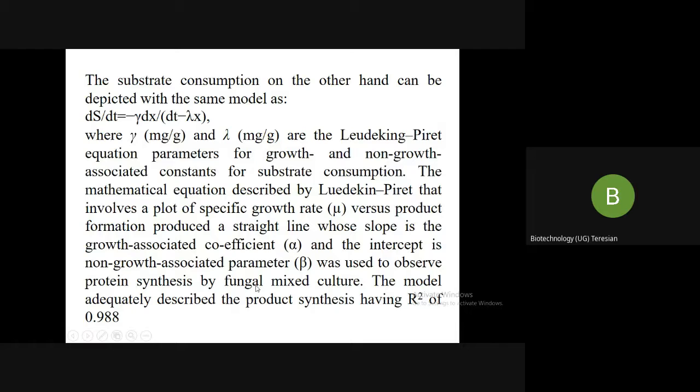So when they used this equation and when they conducted the experiment, what was the substrate they used? They used a mixture of the fungus. And what did they want to observe? How the protein synthesis has been formed. And they plotted a graph. When they plotted the graph, they got the correlation coefficient value of 0.988. Look at this.